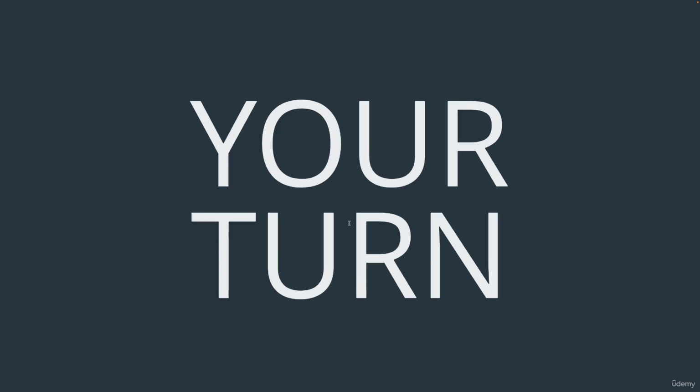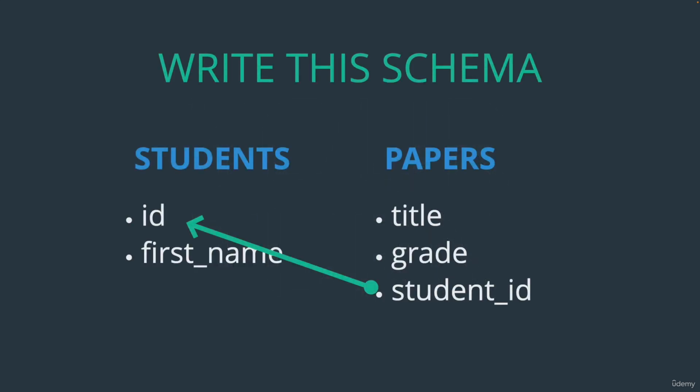All right, it's time to get some practice with joins and foreign keys and all that fun stuff. So for this exercise, I would like you to start by creating this schema. Write these two tables. Relatively simple. We have students and papers.